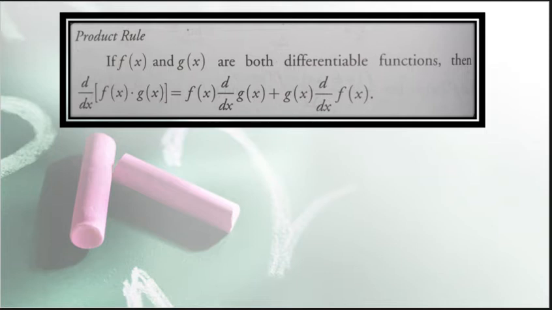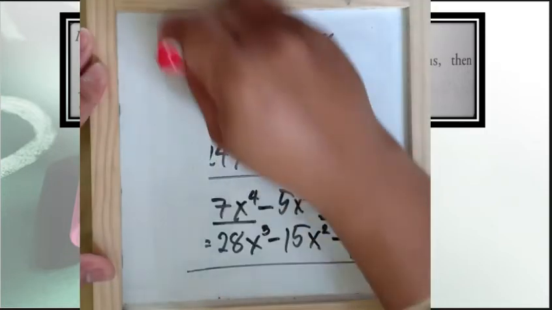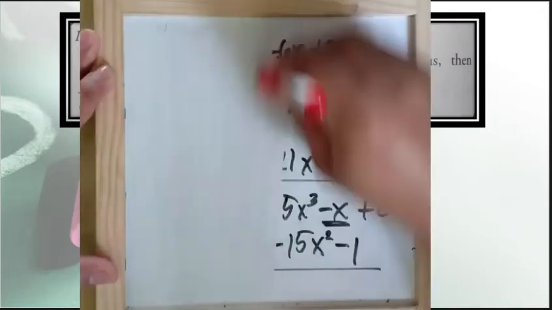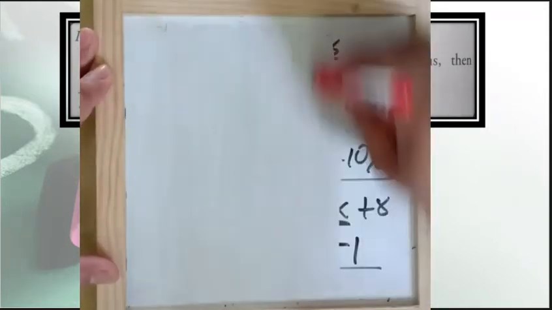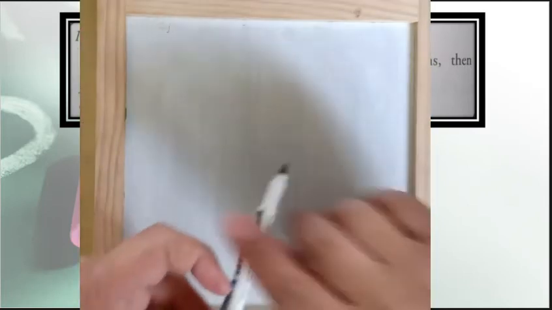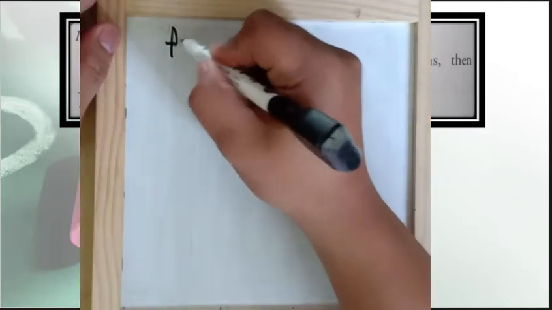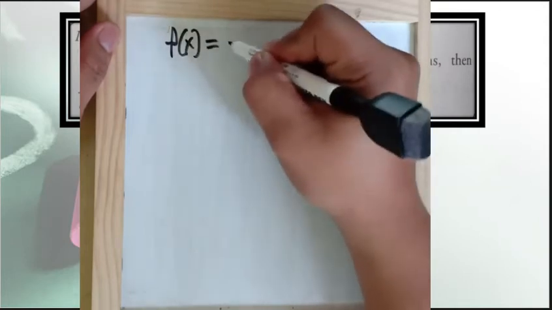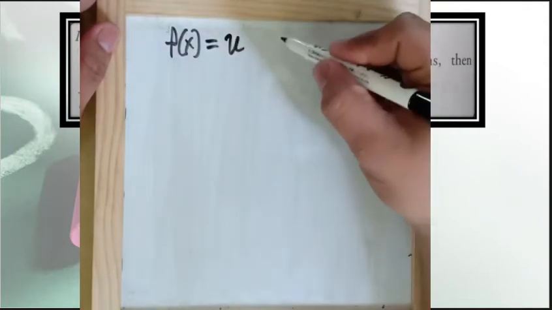Okay, let's simplify the rule. So I've come up with a notation for you to remember the rule. Let's replace the f of x function with u. Okay, I will replace the function f of x by the u function.